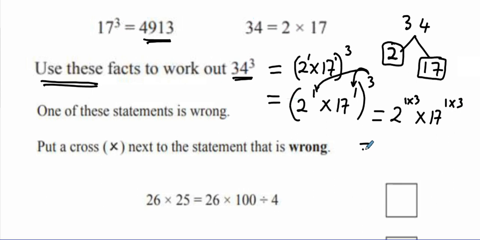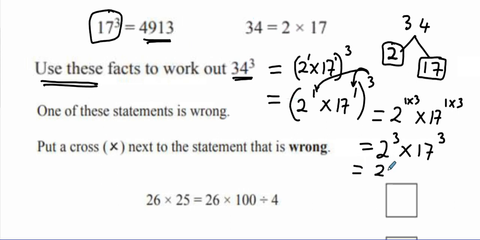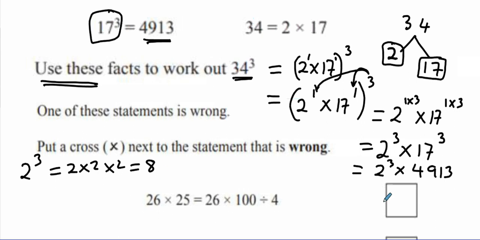See that? What is 1 times 3? This will be 2 to the power of 3 times 17 to the power of 3. But remember, 17 to the power of 3 is 4913. So this will be 2 to the power of 3 multiplied by 4913. And how about 2 to the power of 3? 2 to the power of 3 equals 2 times 2 times 2, and that equals 8. So over here, this is 8 times 4913.